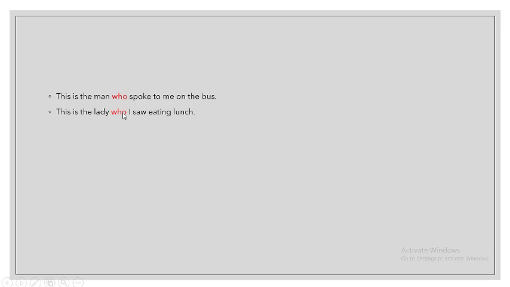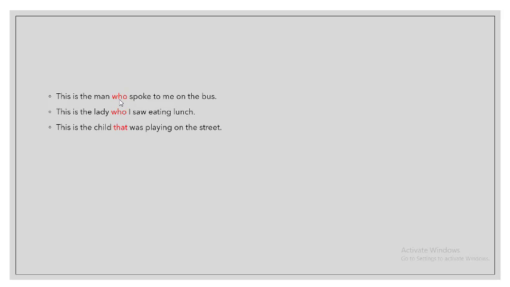What do you observe here? Before the word who, what did I use? A person or an object? A man is a person, right, great. Okay, in the second example, before the word who, the lady here is an object or a person? Yes, it's a person. So that's why I used who. So who is used for objects or persons? Yes, it's for persons.